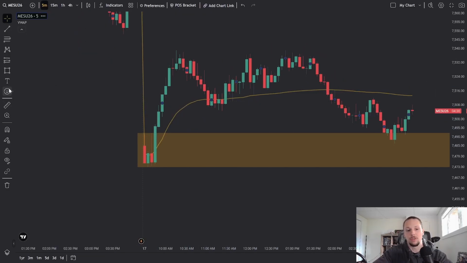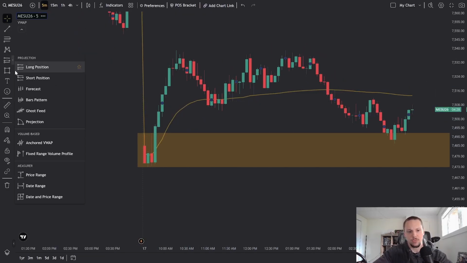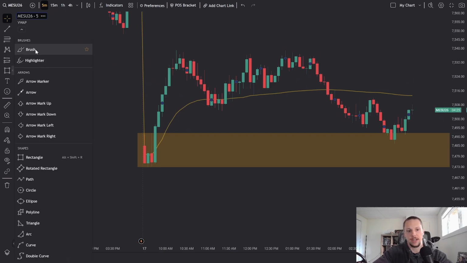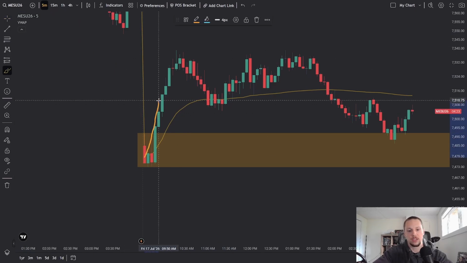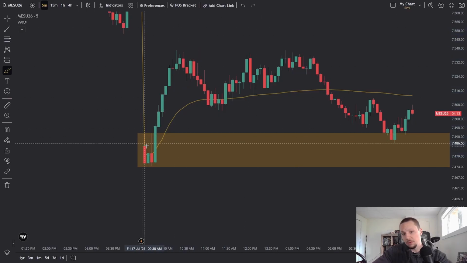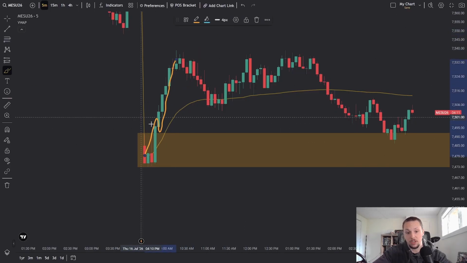When that happens, the first thing that I look for is what I call a continuation setup. So it's where price breaks out of the opening range, pulls back, then I wait for a confirmation candle and I would trade price as it's continuing upwards. But we never really got that today. I was expecting for it to happen here.